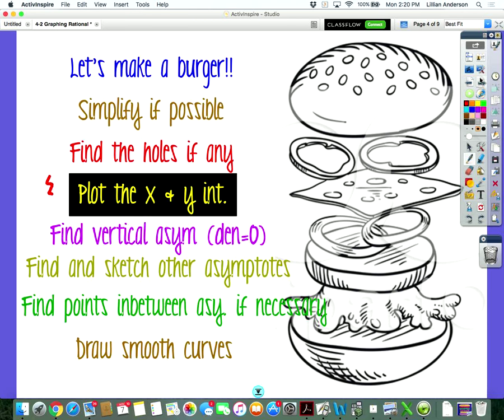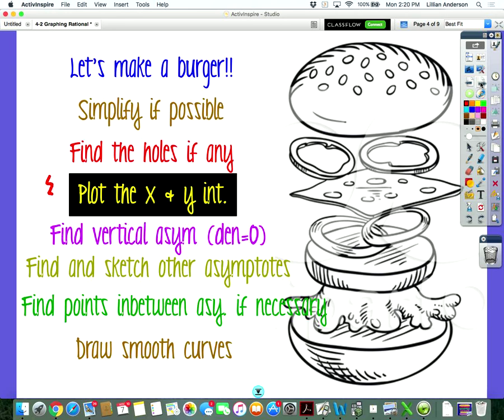Then find your vertical asymptote. You set your denominator equal to 0. Then you find and sketch your other asymptote. So it's either going to be horizontal or it's going to be slant. Then find any points in between if necessary. Sometimes your x and y intercepts are enough points that you need to graph this rational function. And then, of course, draw your smooth curves to connect it all to one juicy burger. Okay? So, I do apologize if any of y'all did not eat lunch.